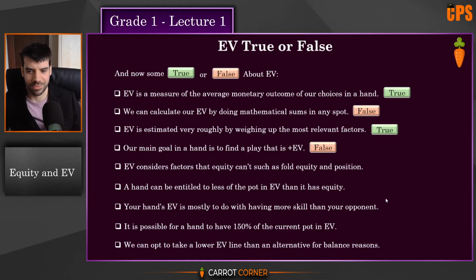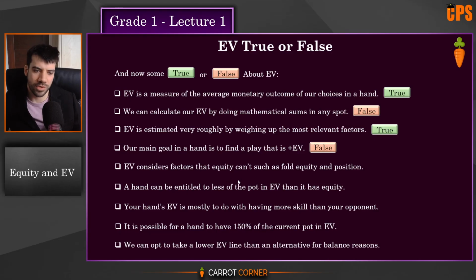It's probably winning something like 5 or 6 big blinds net, is my estimate. You can check that in your sims if you have a pre-flop solver. But the problem is that it's far from the best play. It's much more profitable to open smaller. EV considers factors that equity can't, such as fold equity and position.